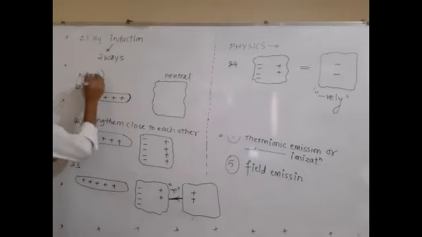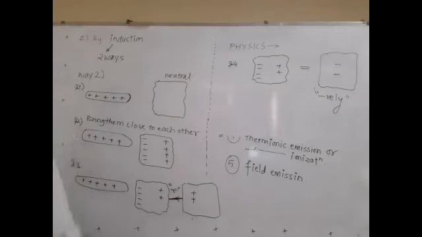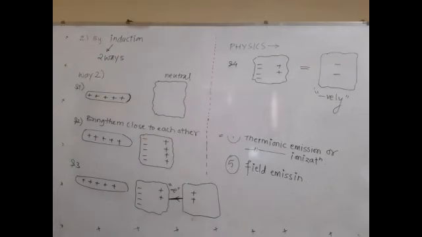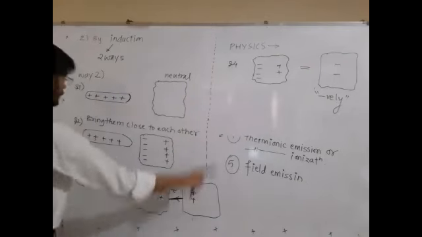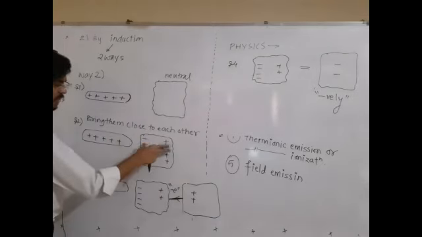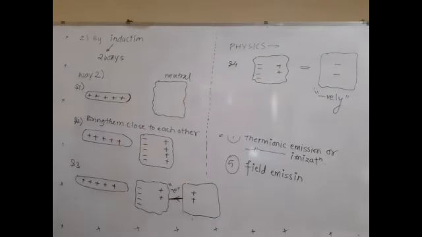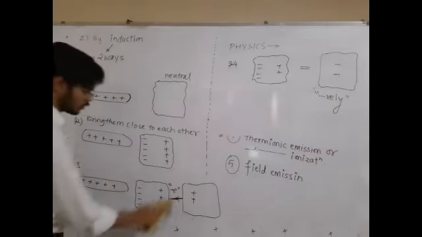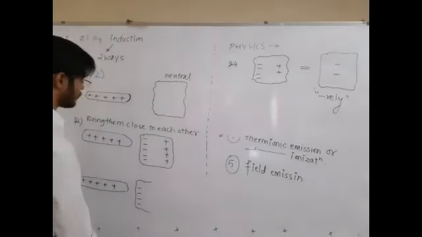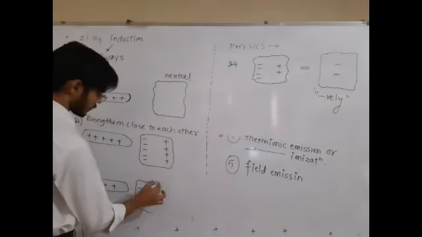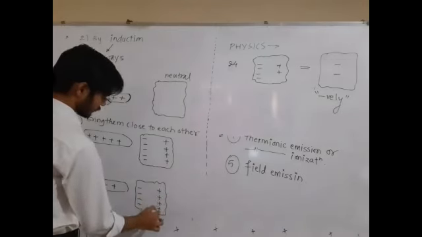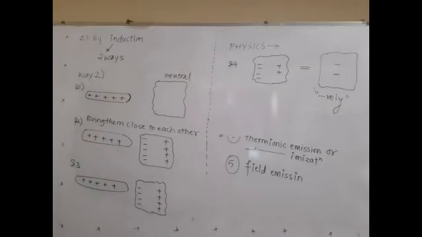Way number 2, step number 1: take one charged conductor, take one neutral conductor. Step number 2: bring them close to each other so that charge separation can take place. Step number 1 and step number 2 are the same. The difference lies in step number 3.